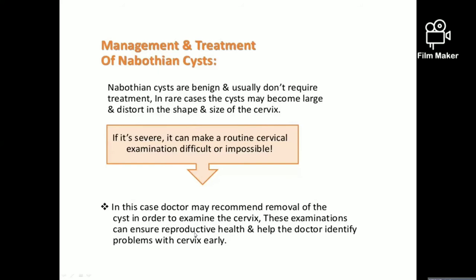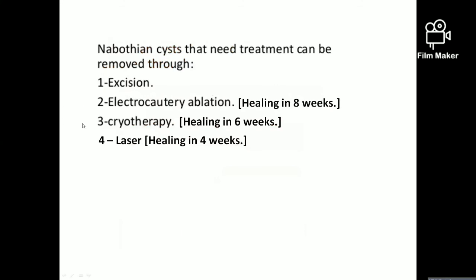See, for any disease, we will first give medicinal help. If medicine is responding, it is well and good. And if medicine is not helping in a few cases, then we have to think of other treatment modalities. We have very good medicine options in homeopathy, which we will be discussing later. If it is not responding in a few cases, Nabothian cysts that need treatment can be removed through the following modalities available in allied science: excision, electrocautery, that is ablation through diathermy cauterization, cryotherapy, cryosurgery, and laser. This is important.